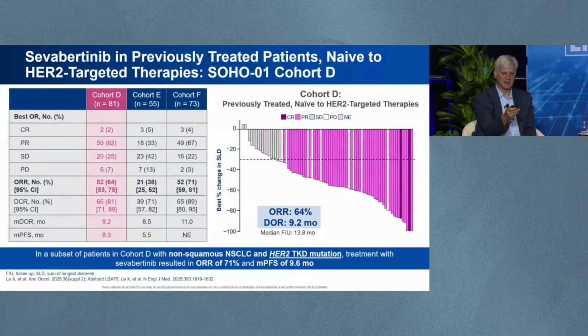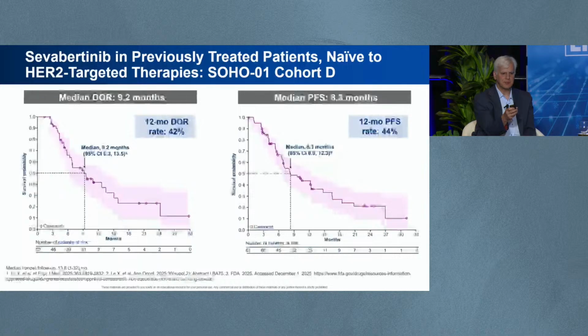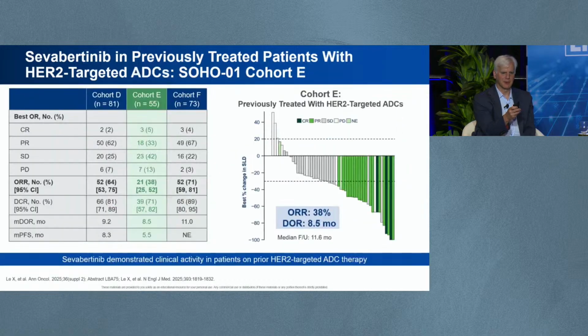Duration of response is in the 9 months range. Now let me highlight that for zongertinib, those were HER2 TKD mutation positive patients. This actually expanded the entire spectrum of HER2 mutated patients. These survival curves just highlight that excellent duration of response and good progression-free survival in this cohort.